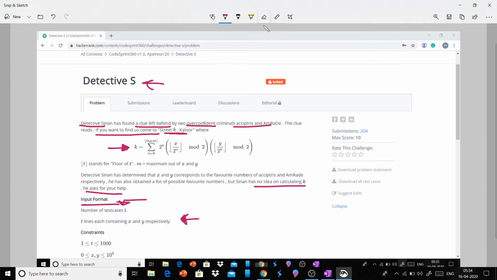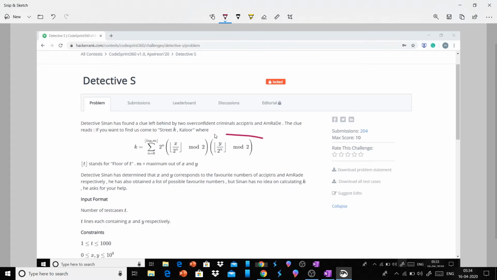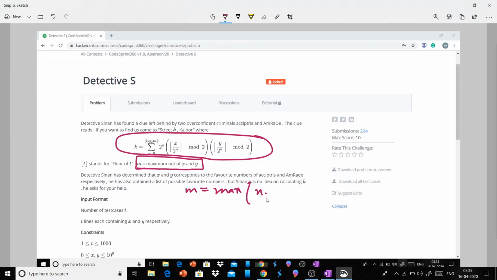So let us see the different parts of the key. You can clearly see that it is an absurd equation, right? First of all, we can see that m is the maximum value of x and y, right?